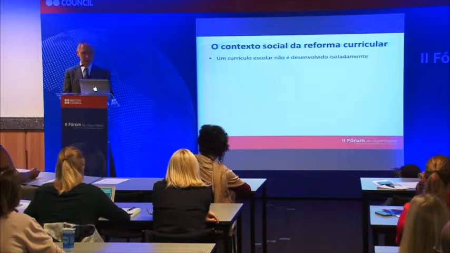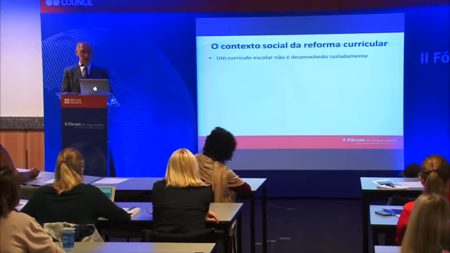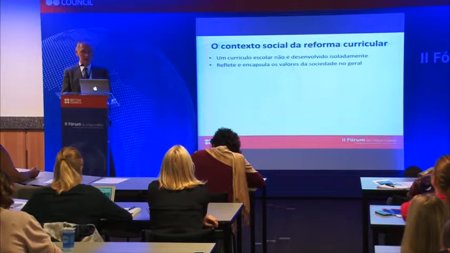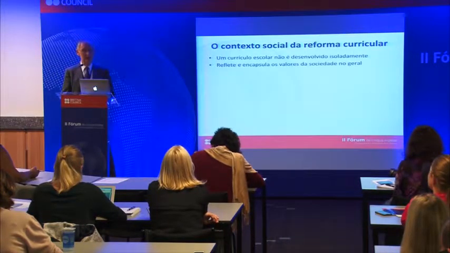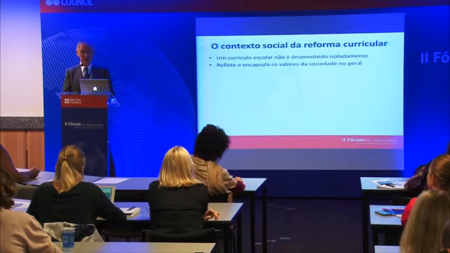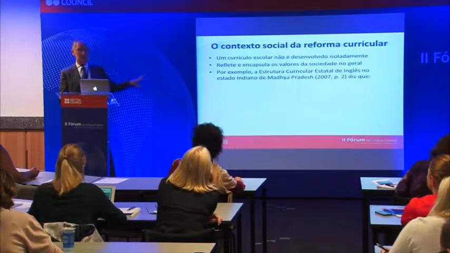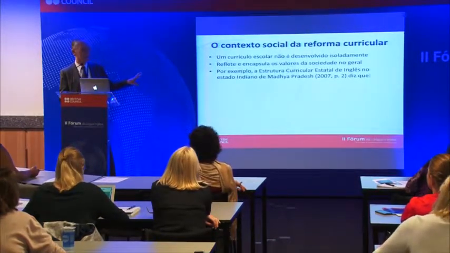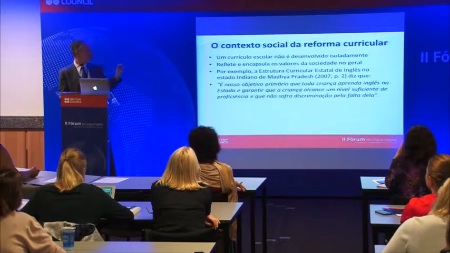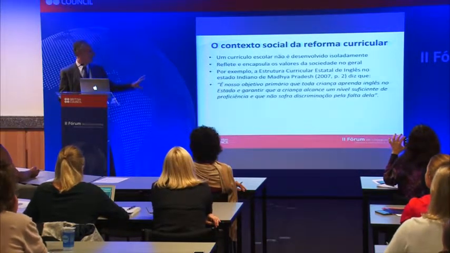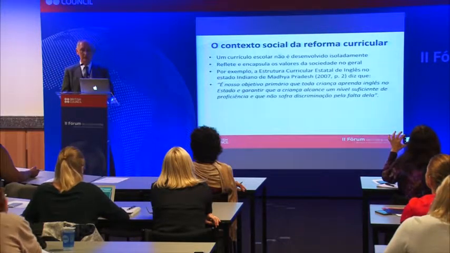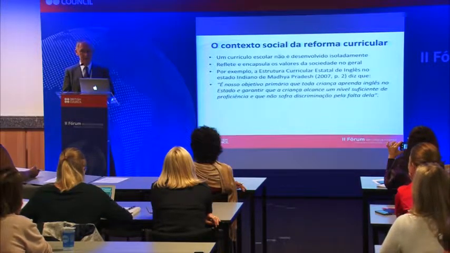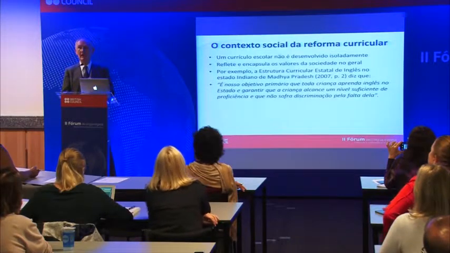So, the first thing I wanted to talk about was the social context of curriculum reform. As we all know, the curriculum itself is not developed in isolation, and one of the key things that a curriculum has to do is to reflect and encapsulate the values of society at large. I've got an example here from the Indian state of Madhya Pradesh. I was working in India recently, and they have this curriculum framework, which has this wonderful objective: It is our primary objective to reach English to every child of the state, and to ensure that the child gains a sufficiently high level of proficiency in it, and does not suffer discrimination for lack of it.